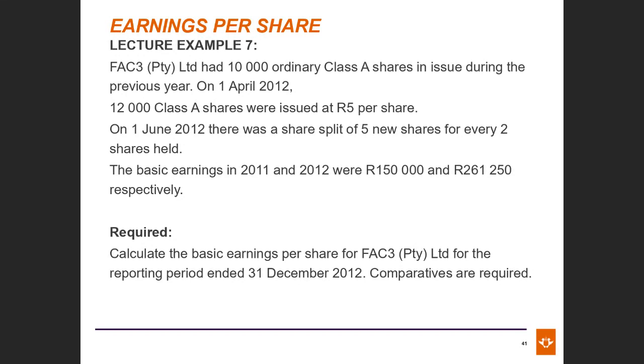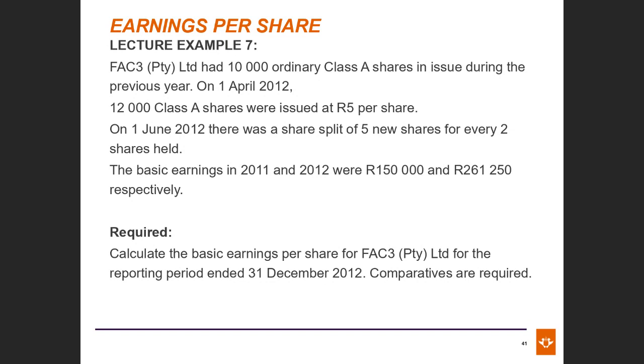Okay, correct. So the 12,000 Class A shares issued at 5 Rand per share, this is for value. But then on the 1st of June 2012, there was a share split of 5 new shares for every 2 shares held. So the share split, is this for value or for no value? Okay, you guys are getting it correct. This is for no value.